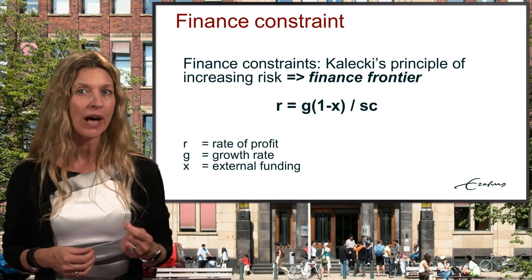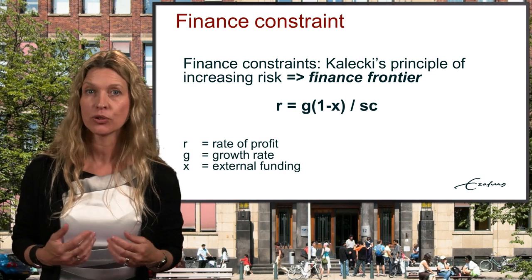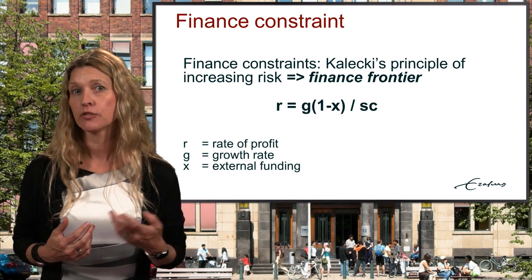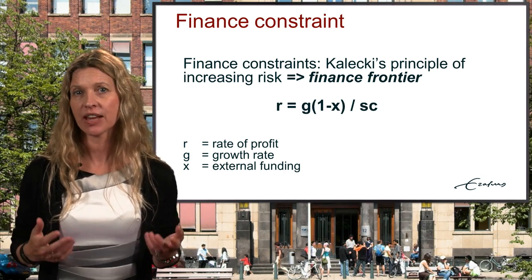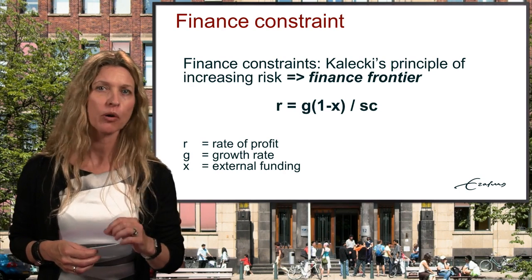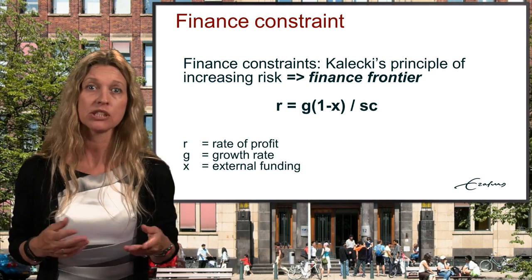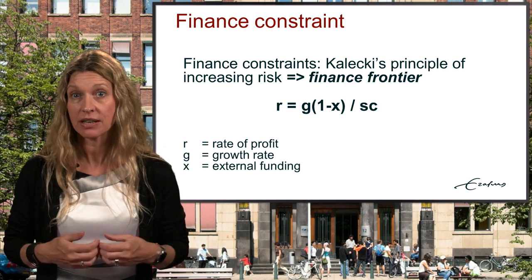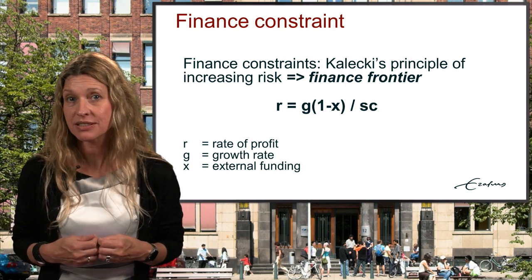So, 1 minus X is internal funding, right? If you buy a car which costs £10,000 and you borrow £4,000, this means that your own funding is £6,000, isn't it?